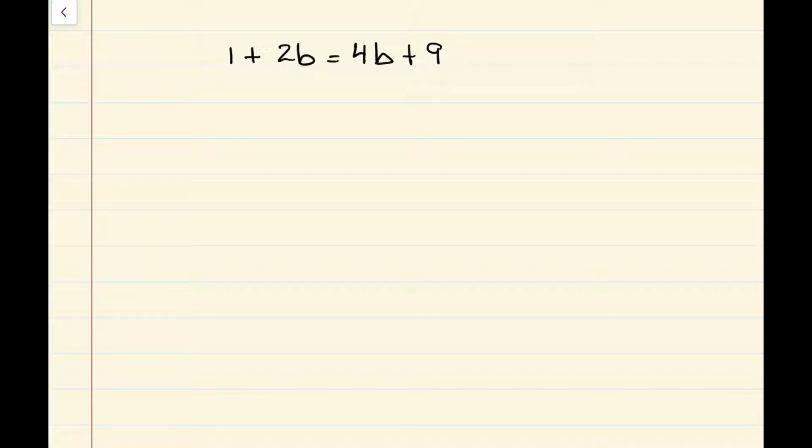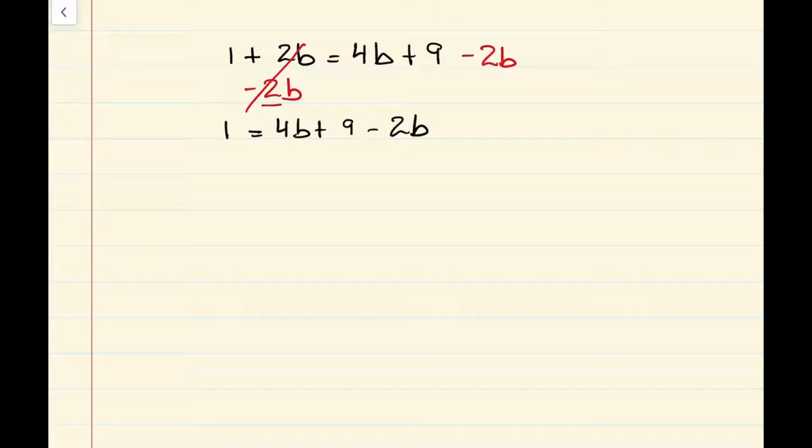So let's get all the b's on one side and all the constants on the other side. So let's subtract 2b from this side so that we can remove this plus 2b. Minus 2b, that cancels out. And because we subtracted 2b from this side, we also have to subtract 2b from this side. Let's write the resulting equation. So that's going to be 1 is equal to 4b plus 9 minus 2b.